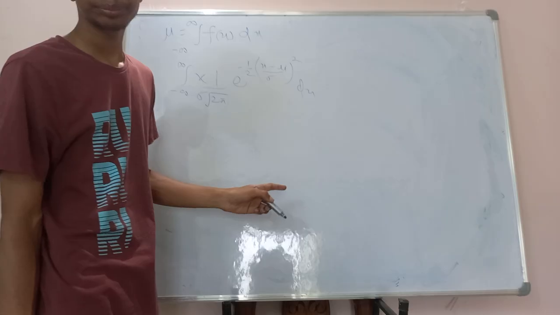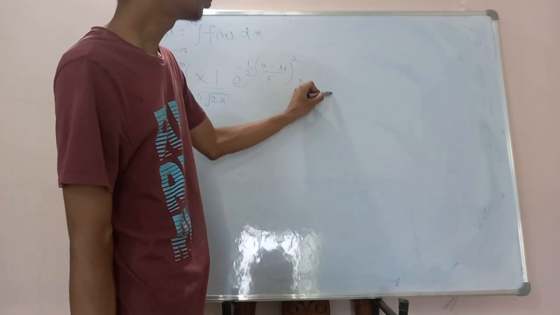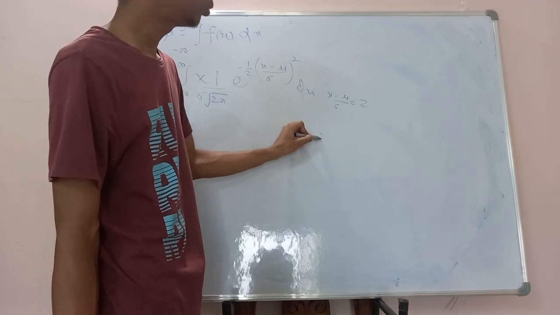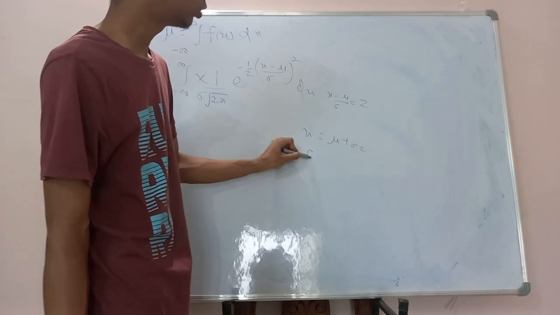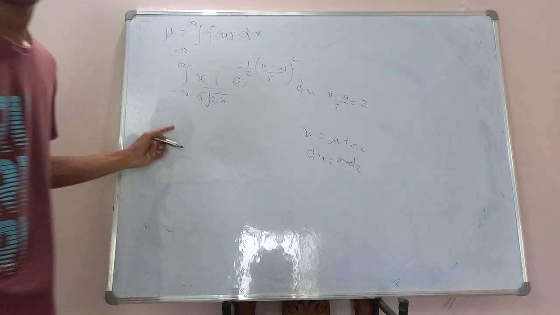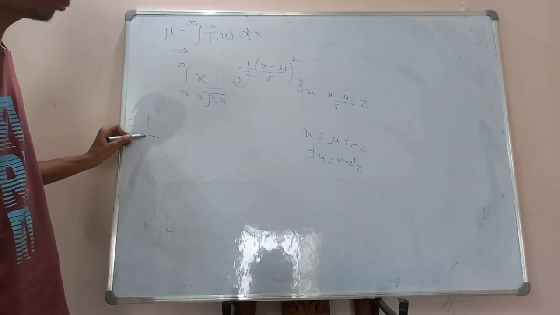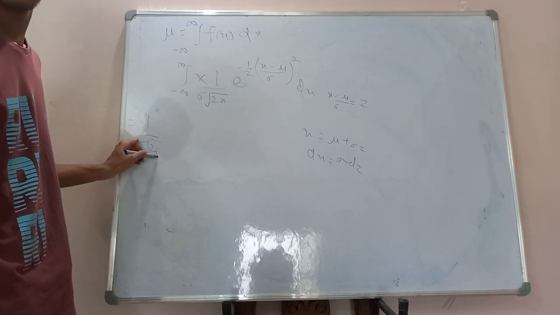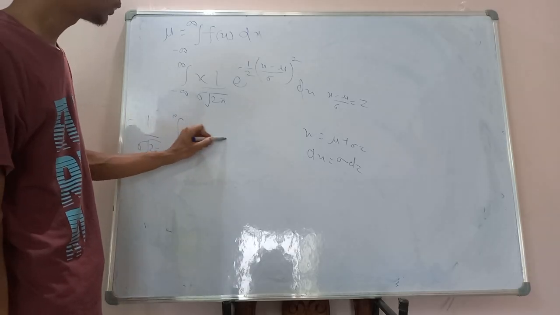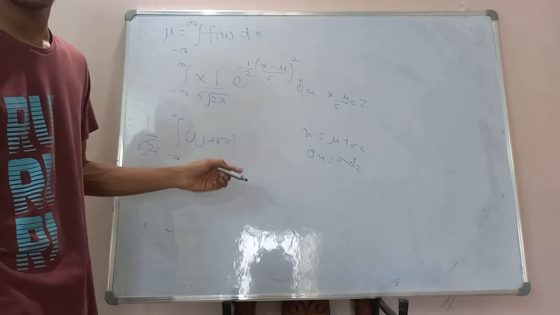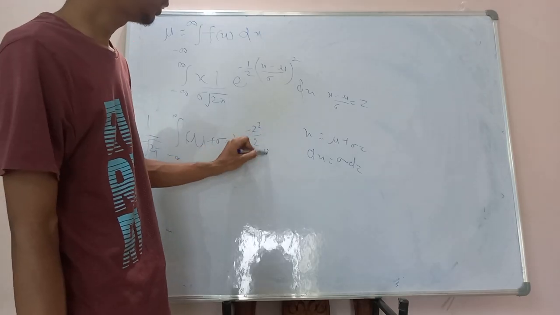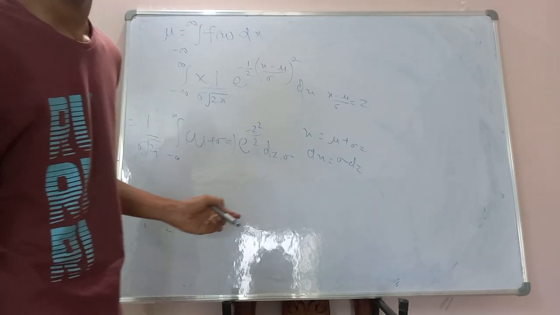So I take x minus mu by sigma is equal to z. So x is equal to mu plus sigma z. So dx is equal to sigma dz, right. So it will be written as 1 by sigma root 2 pi and then minus infinite to plus infinite mu plus sigma z multiplied by e to the power minus z square by 2, right, dz into sigma, right.